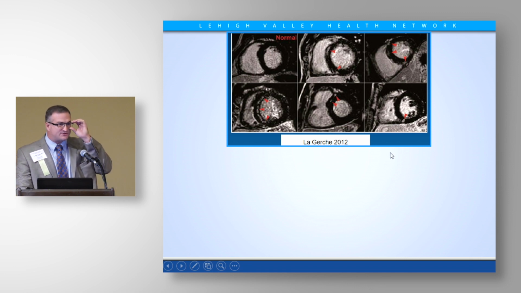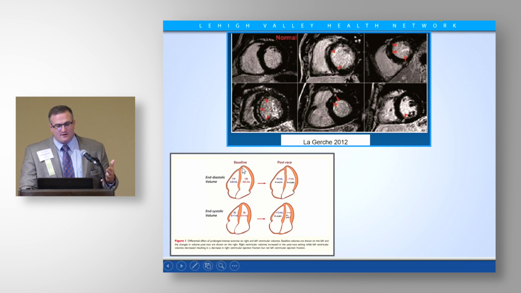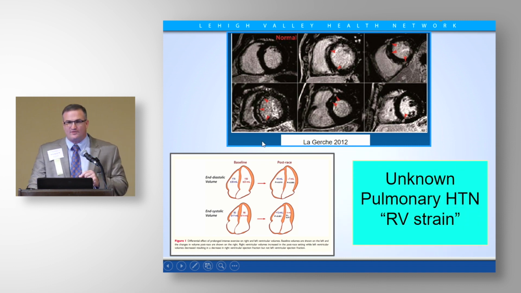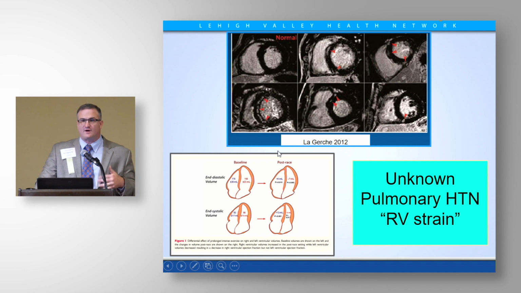So there are a number of small reports that describe this. One in 2012 was the one most often reported, and they talked about how from baseline to post-race there was a change in the RV cavity, and others had described that the strain becomes abnormal inside that septum, and perhaps that was the reason why we were seeing that scar. But the truth is we don't know what that is. We're not sure if it's relevant or not. It's seen in other diseases like pulmonary hypertension, RV strain, congenital heart disease, and there's much more work to be done before you get too excited about it.